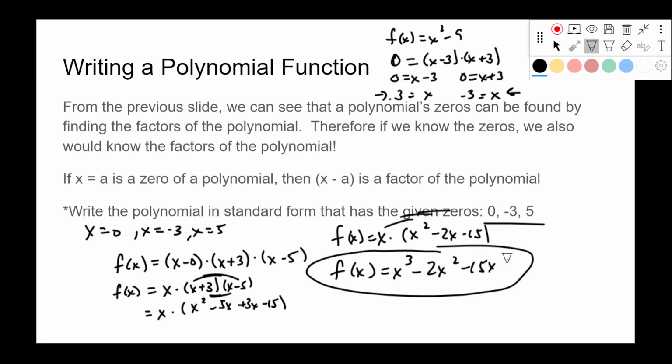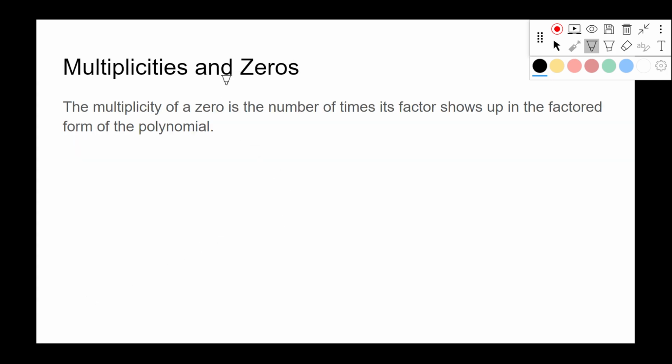Again, do you want to check it? If you do, factor this, set it equal to 0, solve it, you should get these 3 answers. If you do, you must have done it right. Okay, multiplicities and zeros. More stuff about zeros. The multiplicity of a zero is the number of times its factor shows up in the factored form of the polynomial.